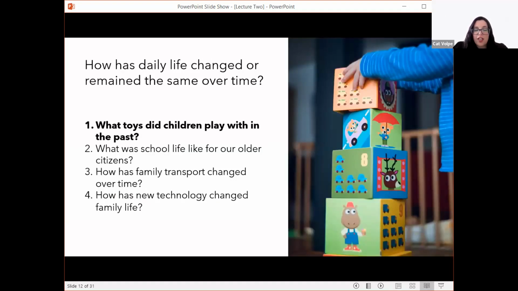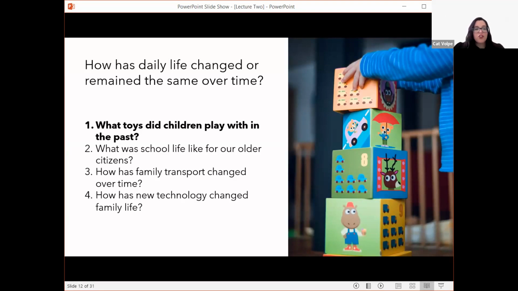So here's another example of some questions. An overarching question is, how has daily life changed or remained the same over time? Quite general, I suppose, but questions 1 to 4 are a little bit more specific, where in answering these questions, they can answer the overarching question.